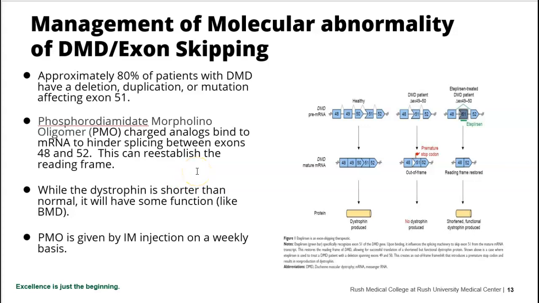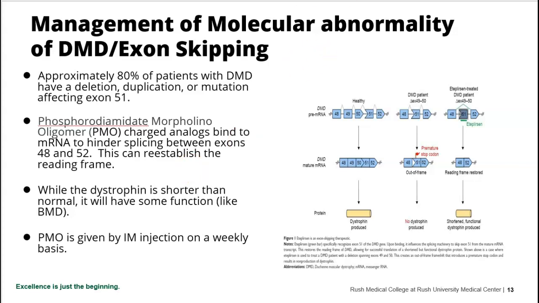So remember, you first make a copy of your DNA, and then you transcribe it, and then you translate it. And if you block where you're going to translate it, then you can maybe skip by where there's either a stop codon or a deletion. While the dystrophin is shorter than normal, it will still have some function. Maybe be similar to a Becker's.